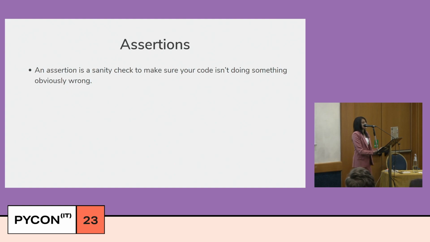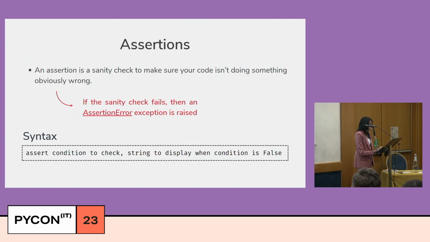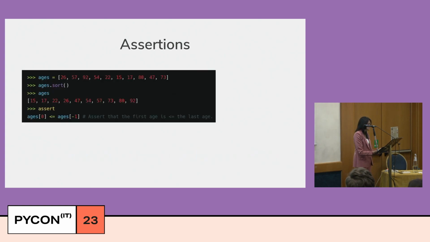So assertion is a sanity check that makes sure that your code isn't doing something obviously wrong. Which means that if your sanity check fails, then an AssertionError exception should be raised, because that's the whole point of it. It's like a checkpoint for our code to see that you're not doing something very obviously wrong. The basic syntax of it is assert, then followed by a condition that you have to check, followed by the string you want to display when your condition is false.